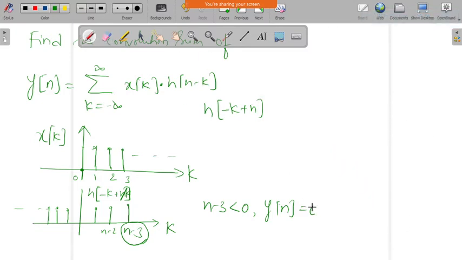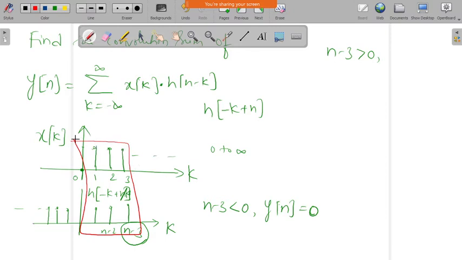So if I take n minus 3 which is greater than 0, then what will happen? This is tending from 0 to infinity. But the samples that exist for h of n minus k are only up to n minus 3, because of the overlapping region. So for x of k and h of n minus k, the overlap is between 0 and the sample n minus 3. This n minus 3 may be here or here, whatever it may be.